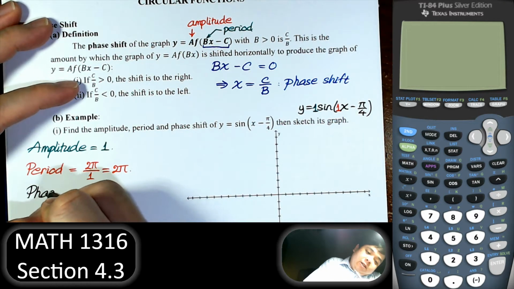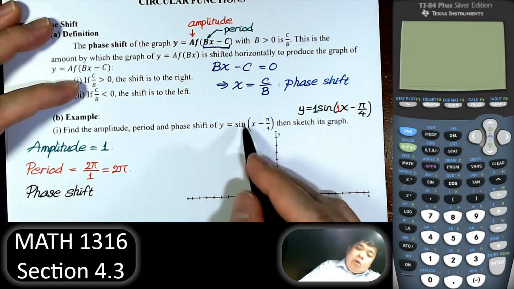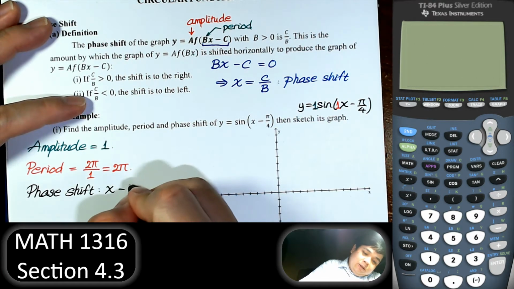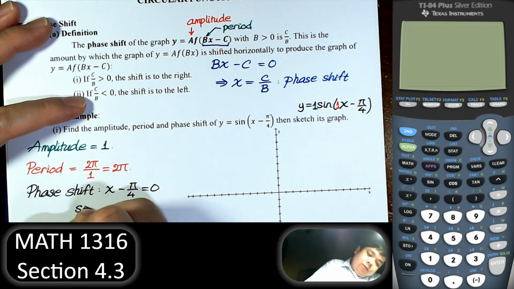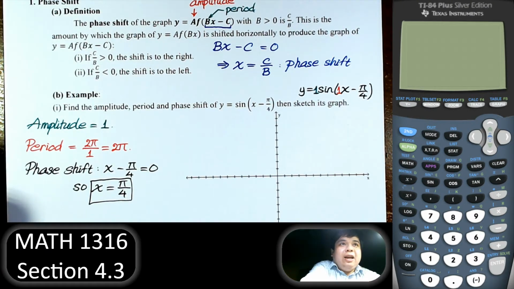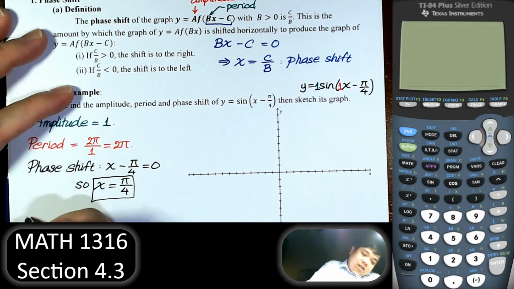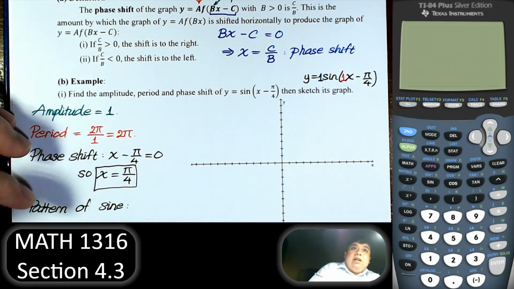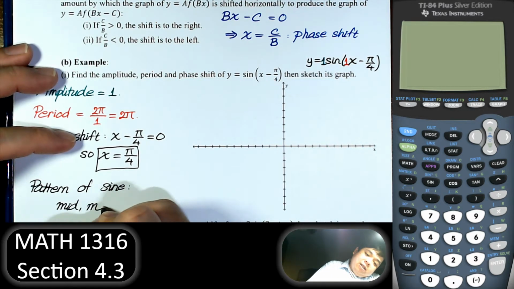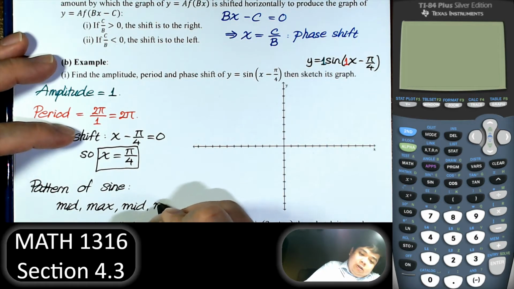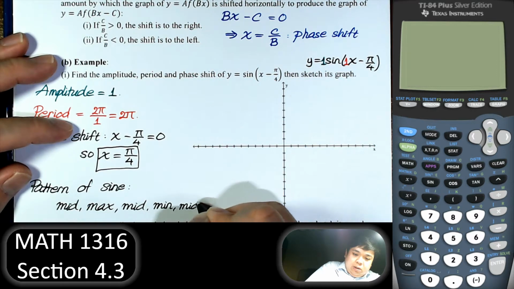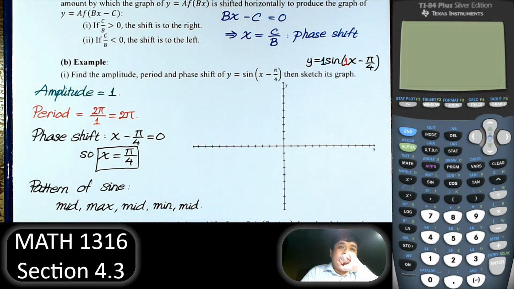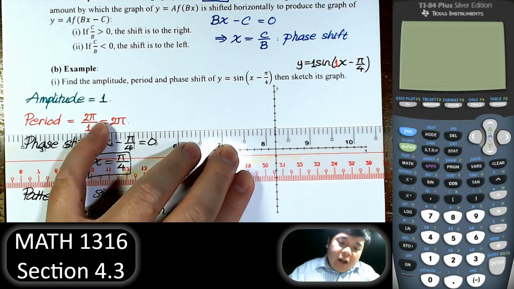So for the phase shift, we let this equal 0, so x equals pi over 4. That's where we start. And then the pattern for sine is going to be middle, max, middle, min, and back to middle. The amplitude is probably the easiest one. It's going to be 1, so 1 up, 1 down.